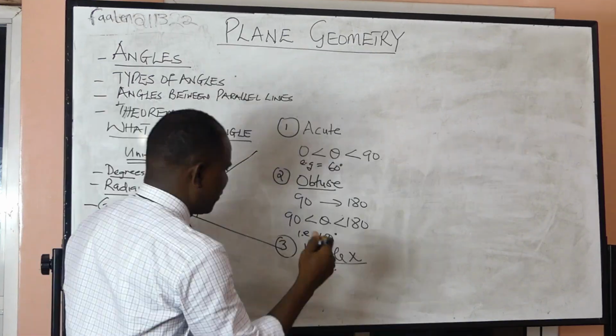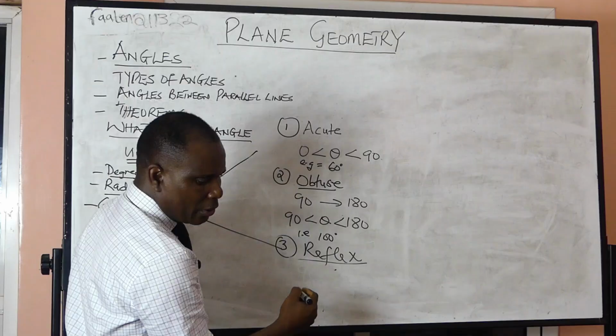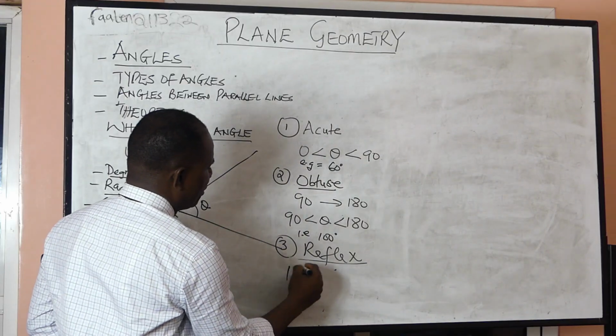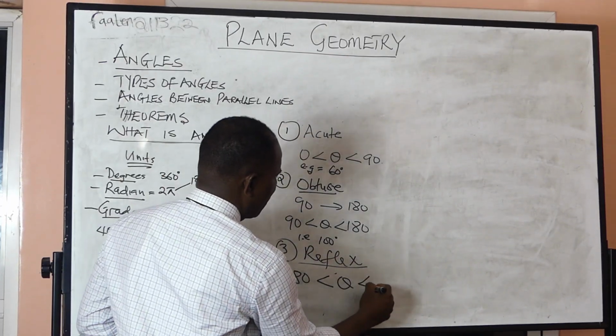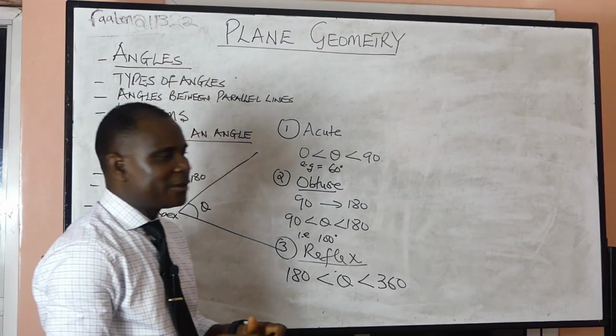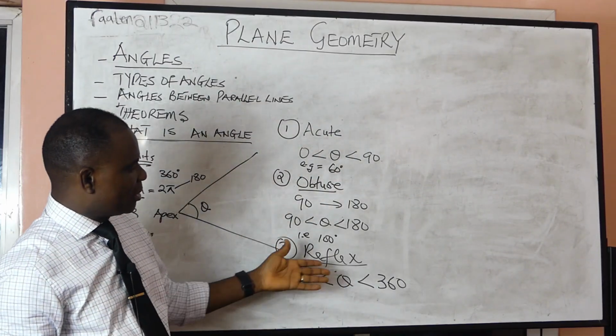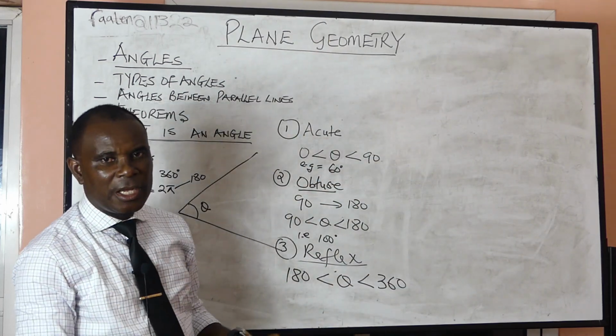We call this a reflex angle. This is an angle that is greater than 180 but less than 360. That type of angle is what is called a reflex angle. It's an angle that is greater than 180 but less than 360. So let me give you the first three types I have already interacted with.